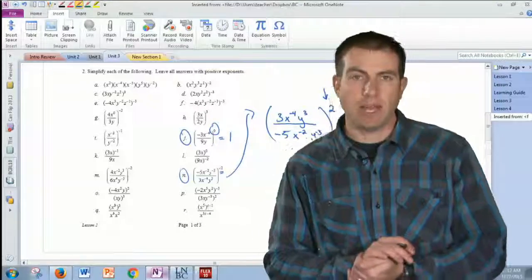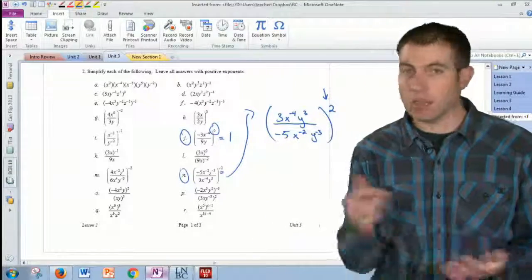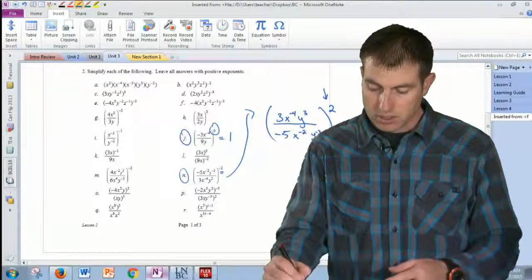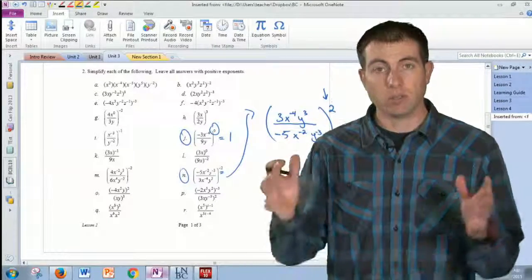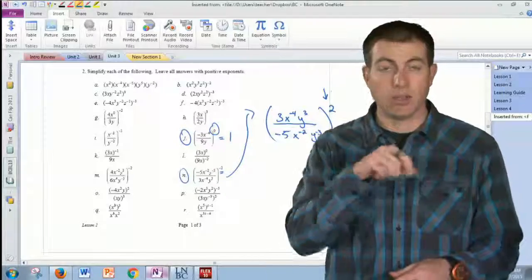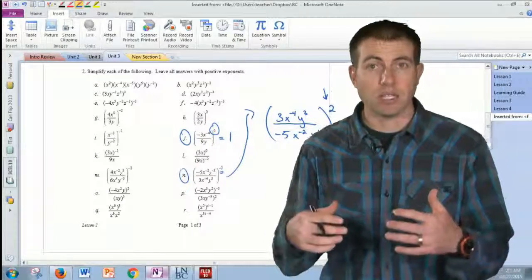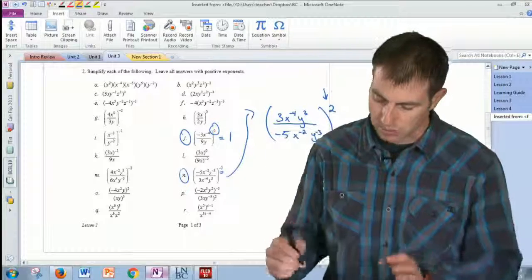So after I've done that, what I can do now is many things. I can simplify what's inside the brackets. If I wanted, I could take the exponent of 2 that's outside the big brackets and multiply all the exponents within the brackets by the 2. I could do that. I kind of like to simplify everything inside the brackets first and then go from there. So that's what I'm going to do.